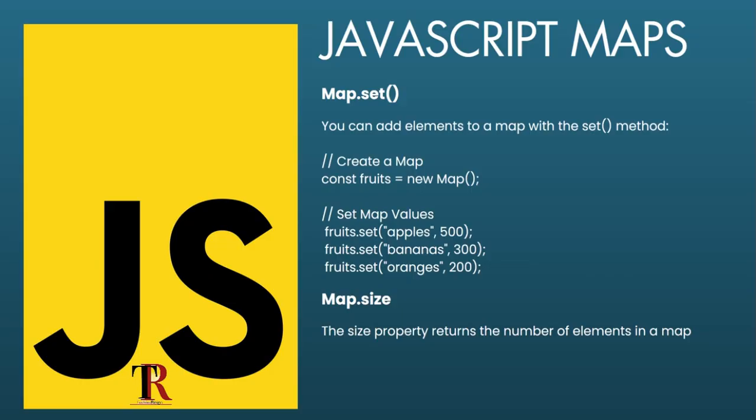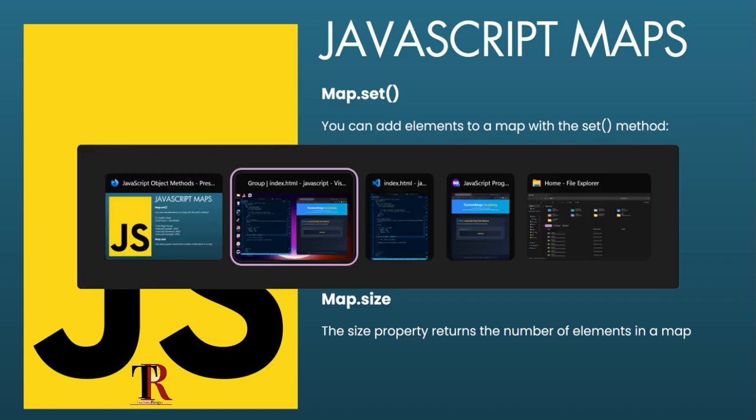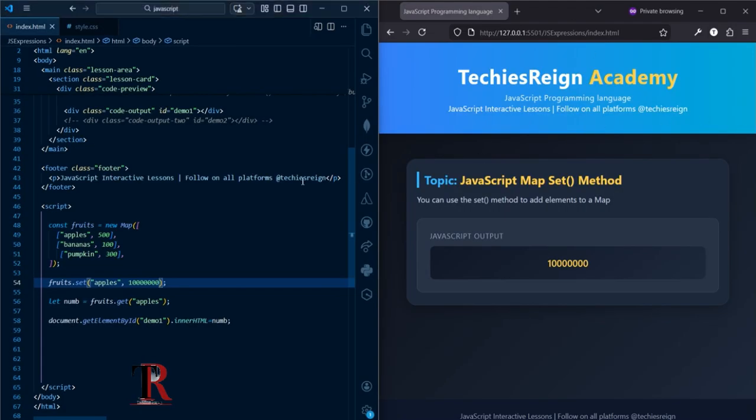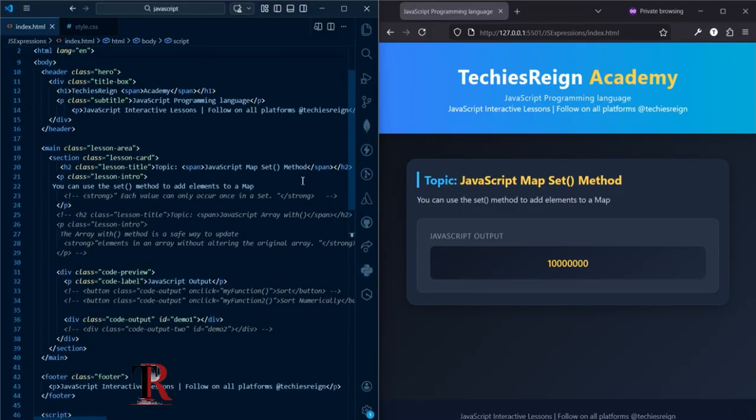The size property returns the number of elements in a map. If you want to know the number of elements that is present in a map object, the size property is what you use to check. So let's take a look at an example of how you can do that in JavaScript.